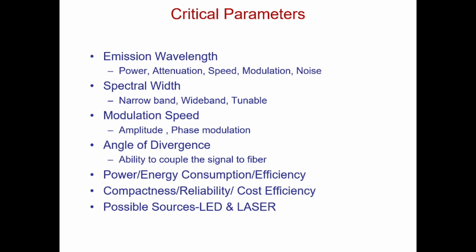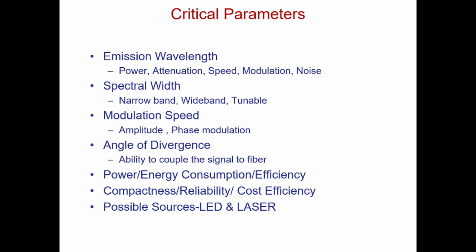And the next is attenuation. Attenuation details the losses, how much signal loss occurs during your transmission. So the emission wavelength takes into account your attenuation. And the next will be the speed. When we consider the speed, it is how fast the signal can be transmitted in the system.